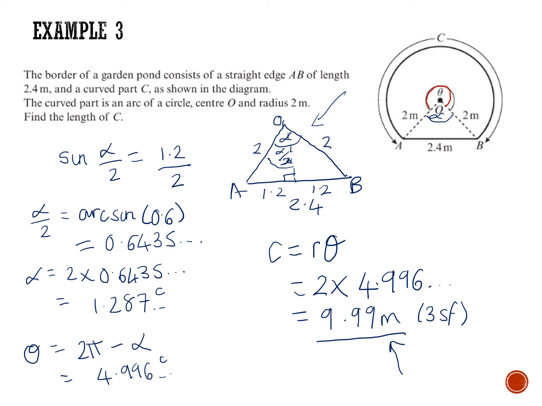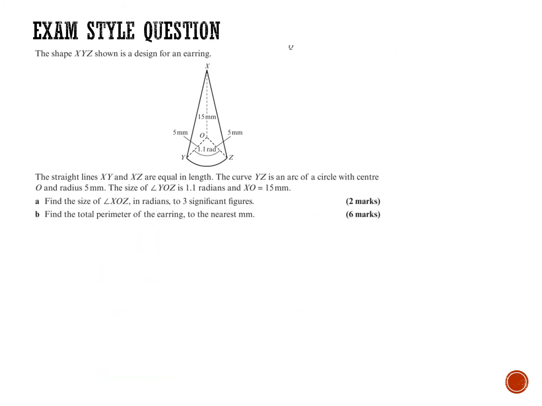Okay, final example. Now this is an example of an exam style question. I would like you to draw that out into your notes. You can see it's worth 8 marks, so that's quite a lot of marks on your exam. Have a look at what we've got drawn there. There's a bit of context behind it as well. It's designed for the shape of an earring. Examiners like these questions that are in context. They like to ask you something that has a bit of meaning behind it.